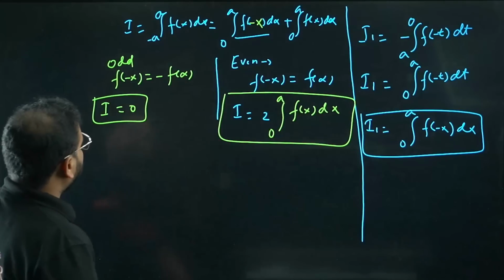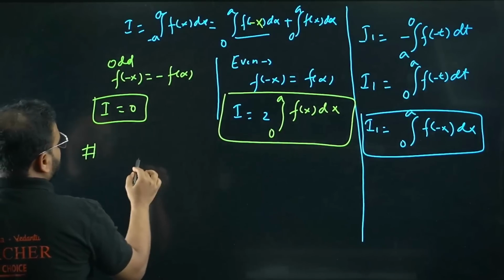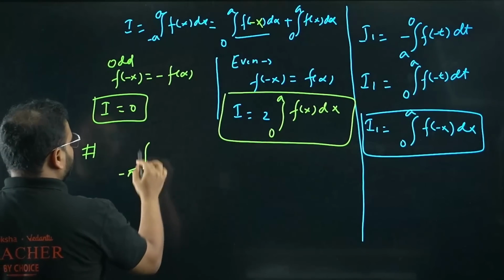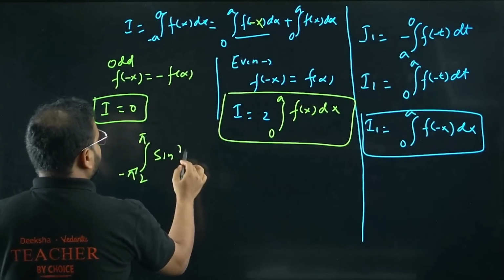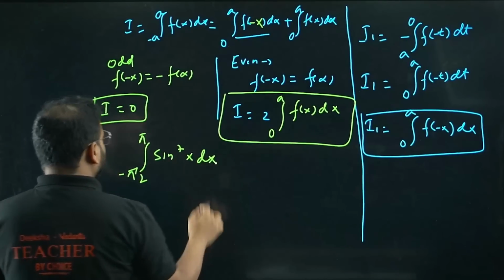Evaluate. Okay. Second part of this. Evaluate minus pi by 2 to pi by 2 sine power 7 x dx. Am I right? Please check.